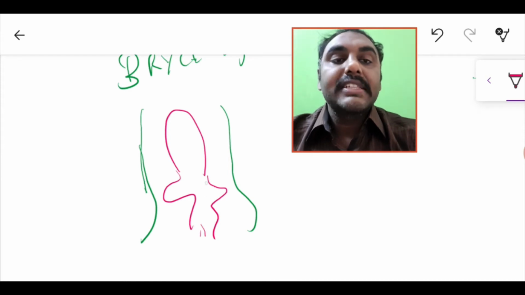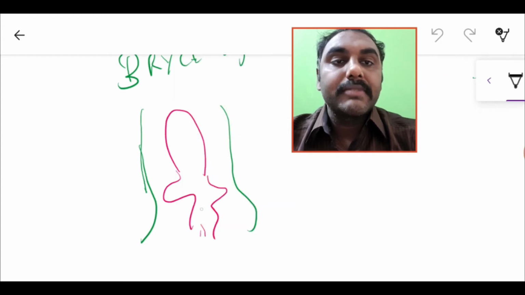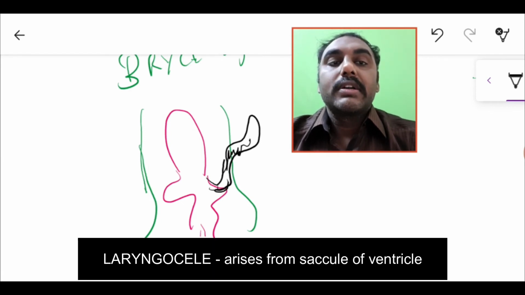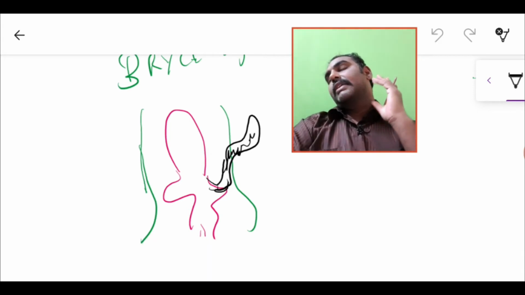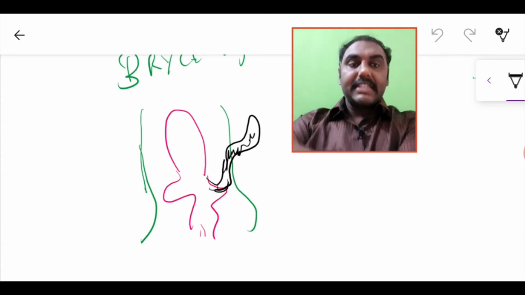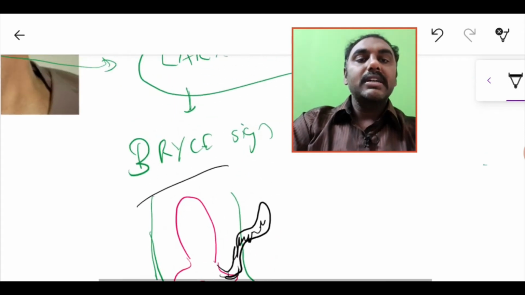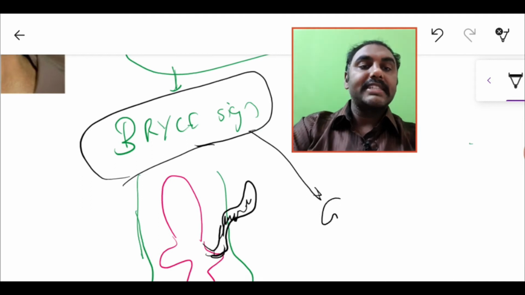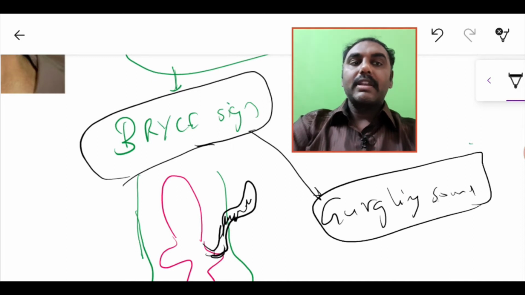So this is our larynx. As we have seen in the picture, there is an outpouching from this area which has come out and almost breached up to the thyroid membrane also. So whenever the patient does a Valsalva, the swelling increases, and once he releases, the swelling will decrease. As the swelling decreases, that will produce some gurgling sound in the neck, and the gurgling sound is called Bryce sign.